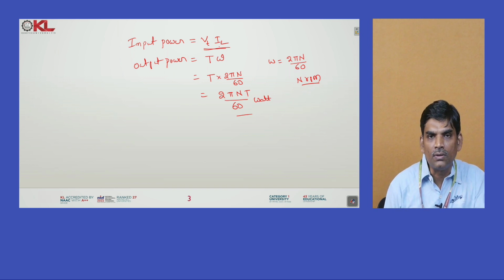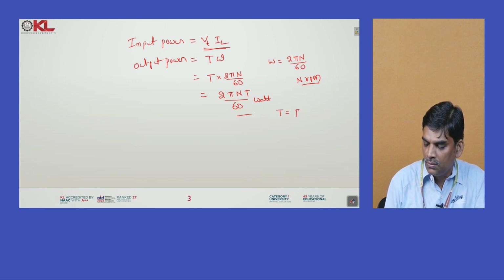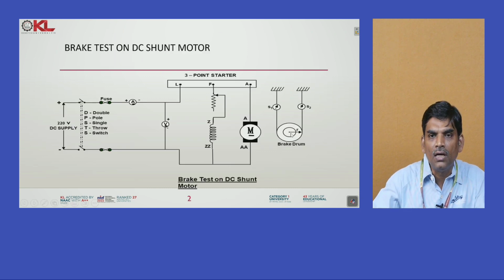So it is a direct load test. We have provided the load, and for different loads we have to observe the speed. But how do we calculate the torque? Generally, torque is equal to force into radius. As we observe in the circuit diagram, a twisting force occurs once the machine is running. The tangential force into radius gives the torque.